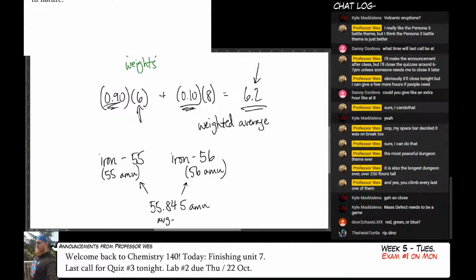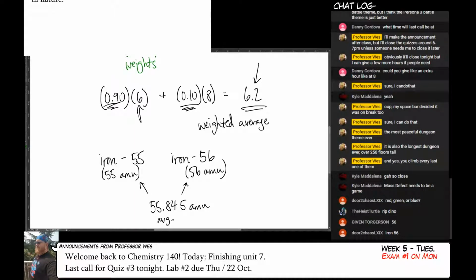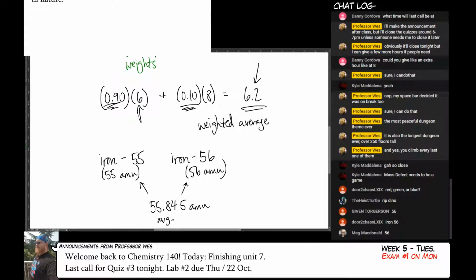If the average is 55.845, then the iron 56 must be tilting the average more towards it, right? So there must be more iron 56 in the mixture. And that's exactly right. Iron 56 is more abundant than iron 55. Otherwise, the weight would be skewed towards iron 55.